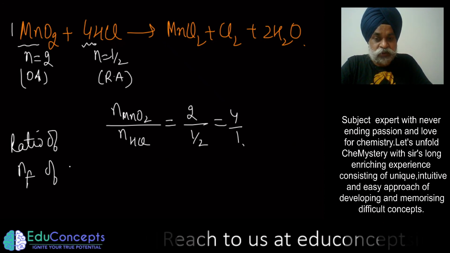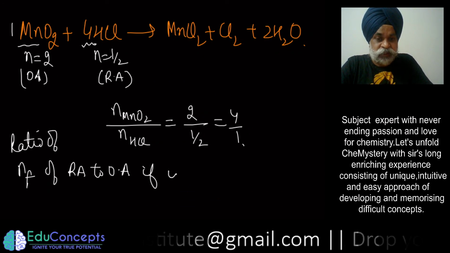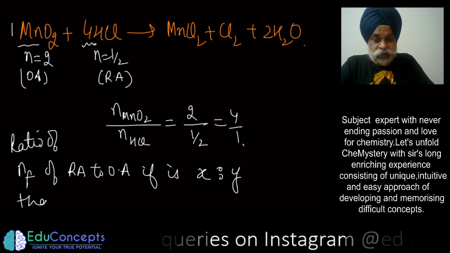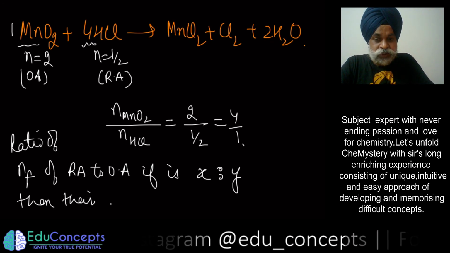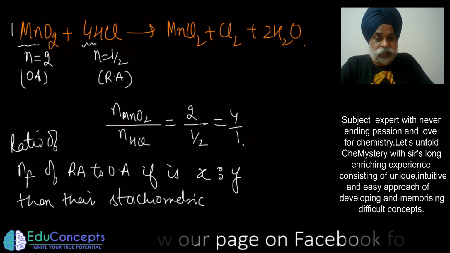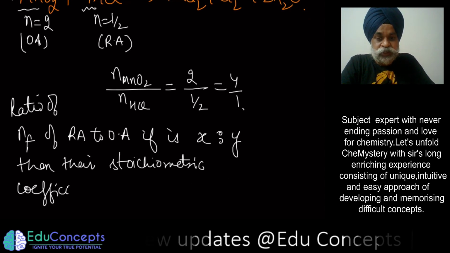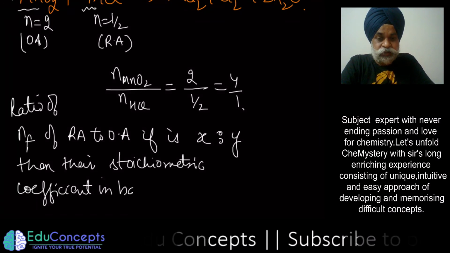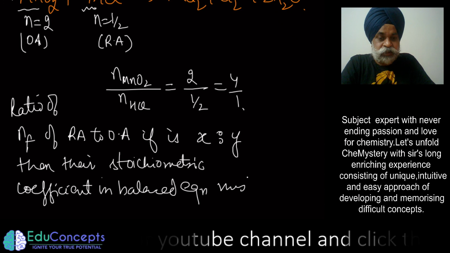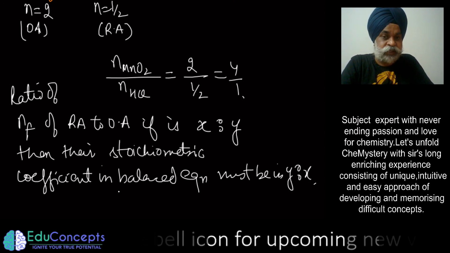ratio of n factor of reducing agent to oxidizing agent, if it is x is to y, then their stoichiometric coefficients in the balanced equation must be in y is to x. So this is a very interesting point.